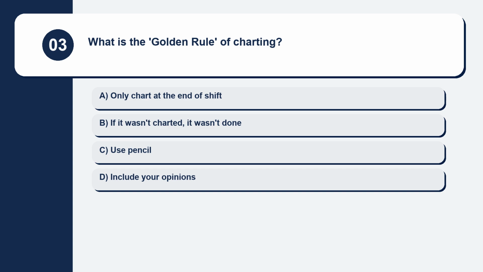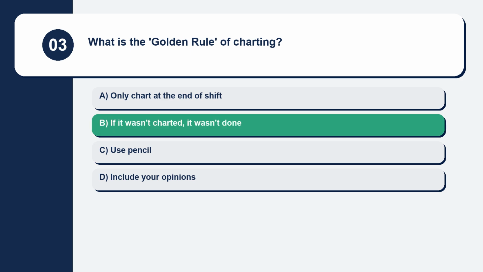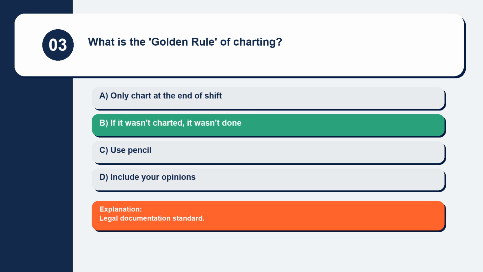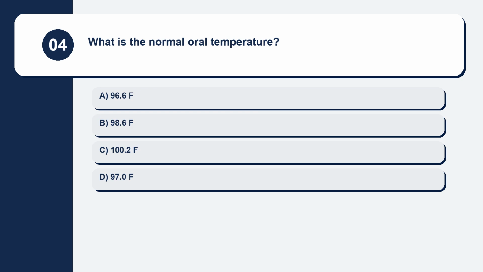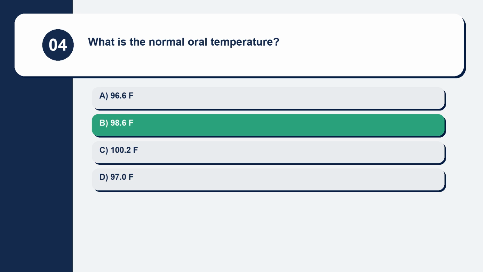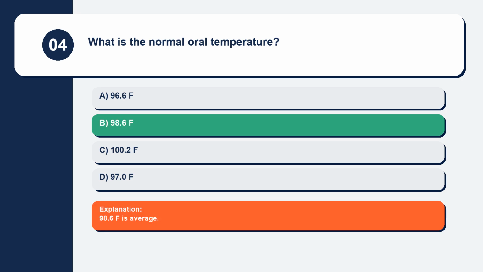Question 3. What is the golden rule of charting? Only chart at the end of shift. If it wasn't charted, it wasn't done. Use pencil. Include your opinions. Legal documentation standard. Question 4. What is the normal oral temperature? 96.6 F, 98.6 F, 100.2 F, 97.0 F. 98.6 F is average.